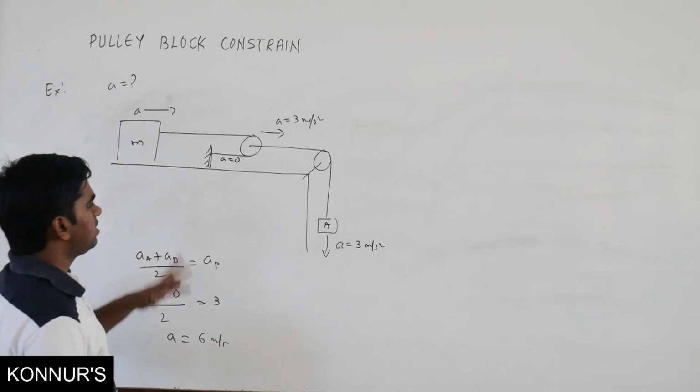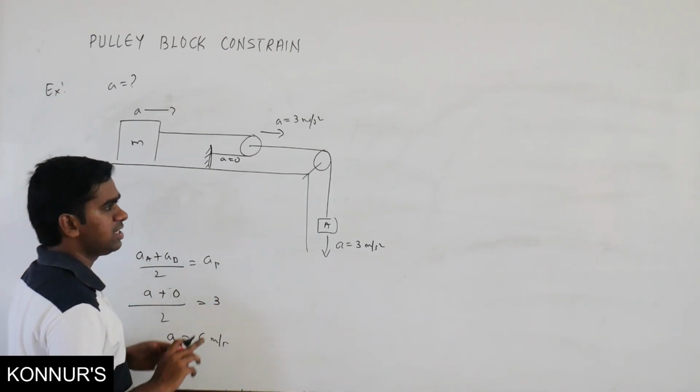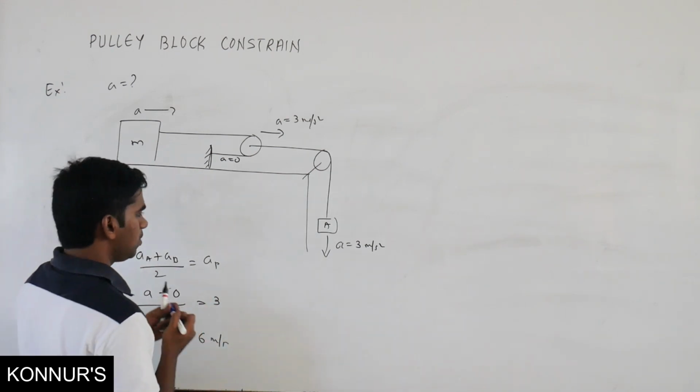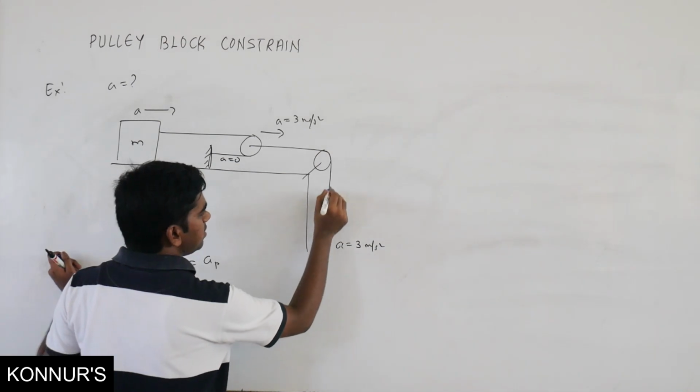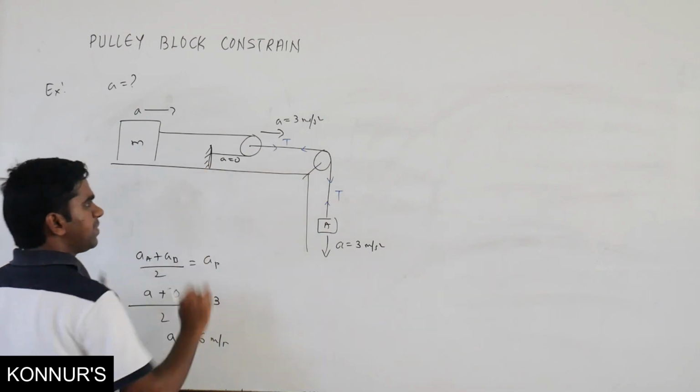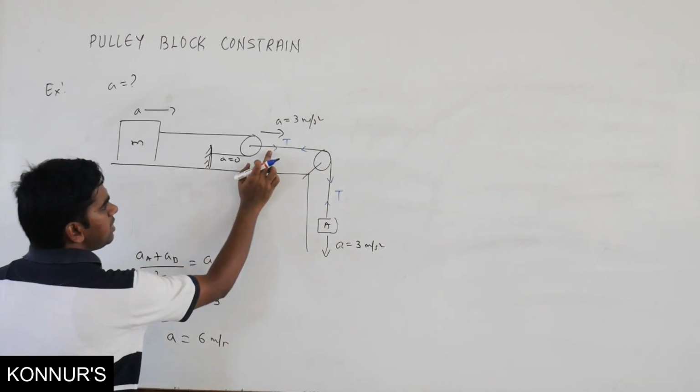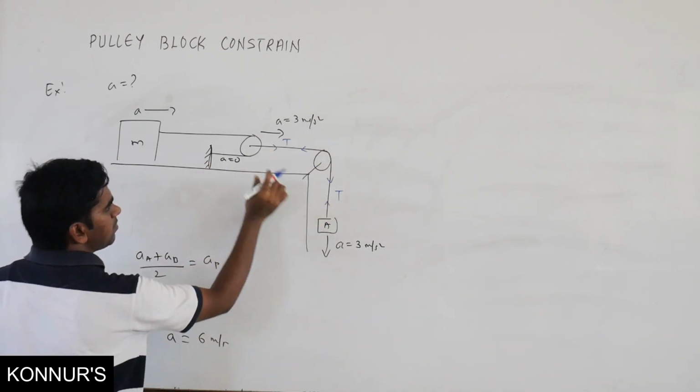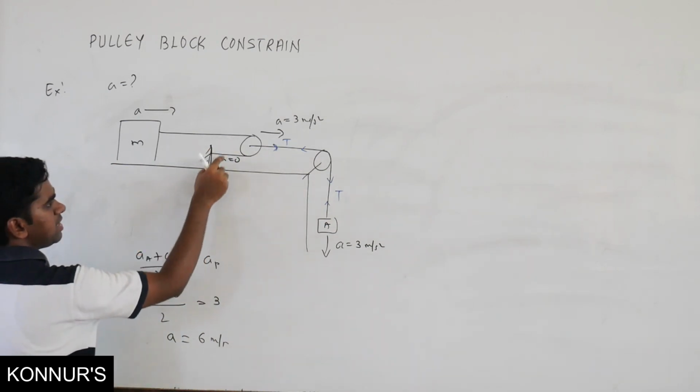Or you can apply the tension method also. See, in the tension method what will happen? You have to identify the tension first. This was the direction of tension. It will become T here. Here it is T. Now, here also it is T. Here also it is T. Here also. If this is T, here 2 strings are there.